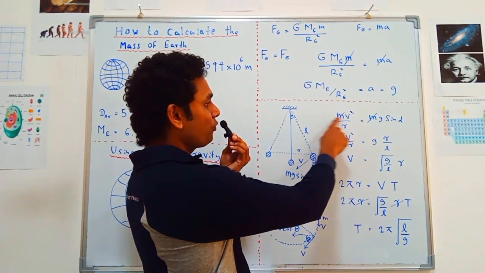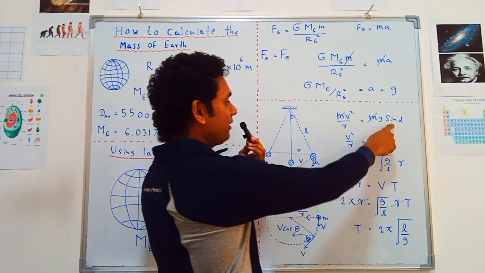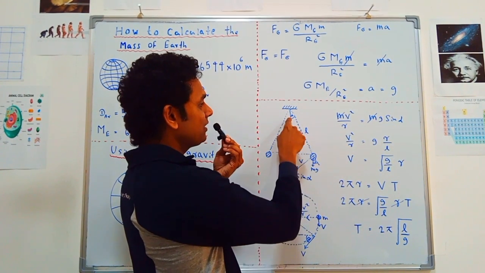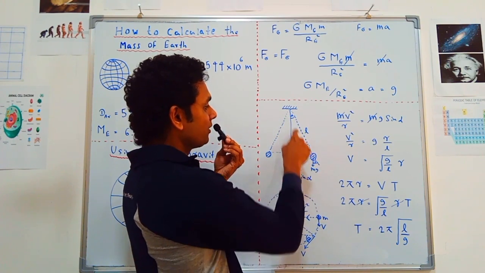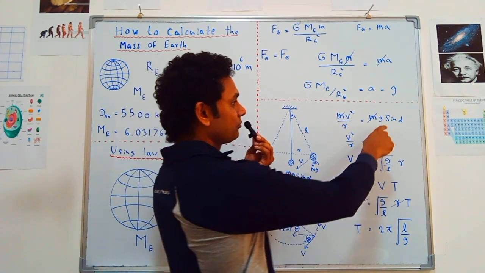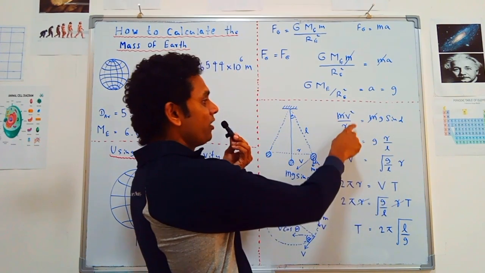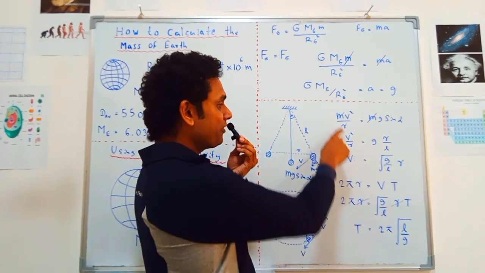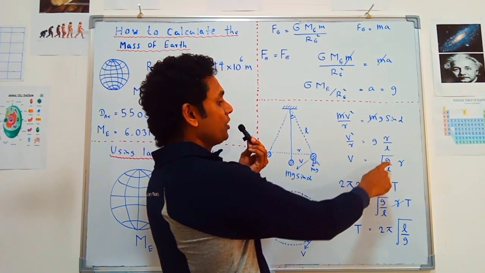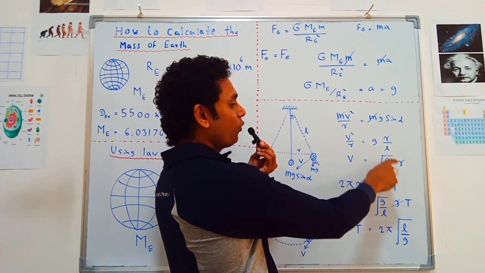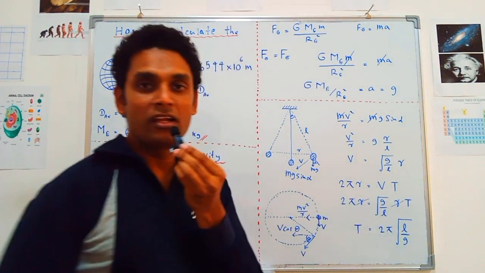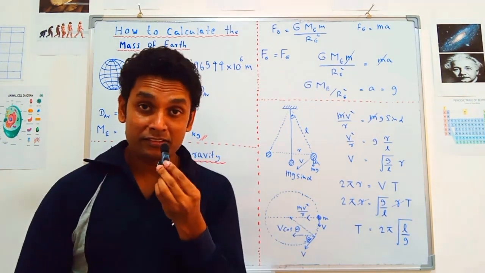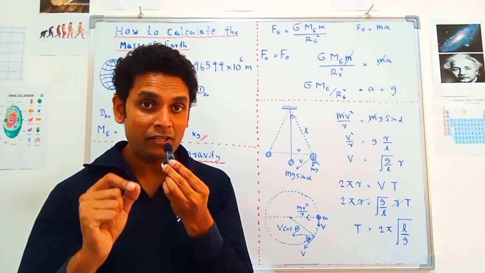Now m cancels out with m. For sin alpha, we know this is L, this is r, this is alpha. You can see this is alpha, this is alpha. So sin alpha is r divided by L. So v squared divided by r is equal to g r divided by L. Now from that we get v is equal to the square root of g divided by L, multiplied by r. So v is found.